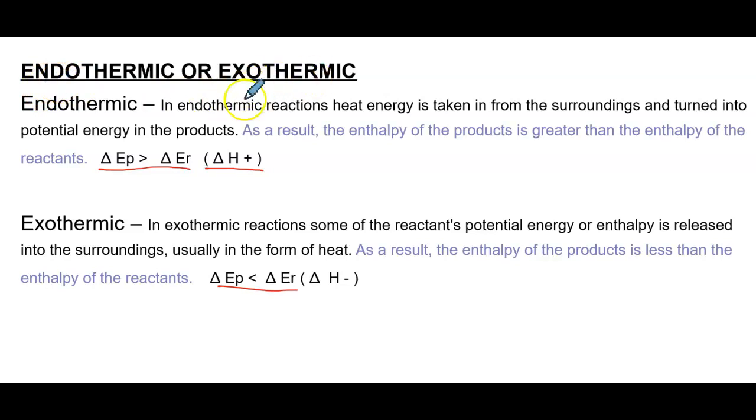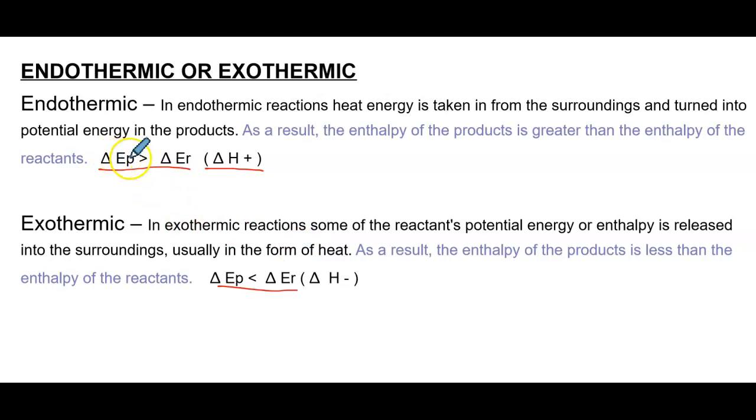Endothermic and exothermic reactions. In an endothermic reaction, heat energy is taken in from the surroundings and turned into potential energy in the products. We know this already, we've talked about endo and exo. As a result, the enthalpy of the products is greater than the enthalpy of the reactants. The purple here, the light color, represents what I've underlined in red. You need to know that when delta H is positive, it's endothermic. You should already know this. When delta H is negative, it's exothermic.